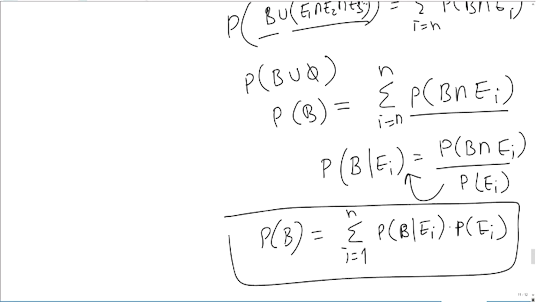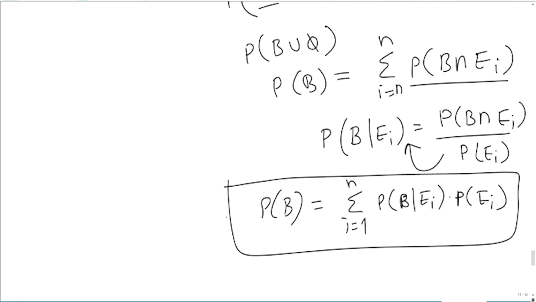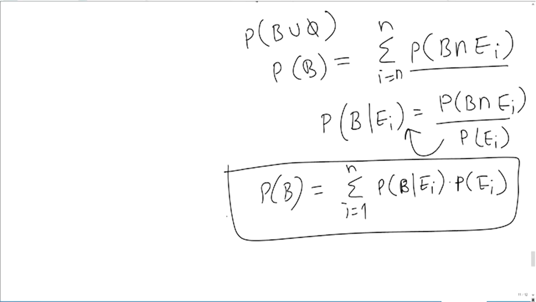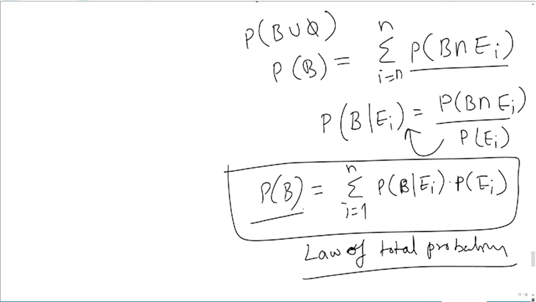Okay. So, if you have mutually exclusive and exhaustive events E1 to En, and then there is another event B, and if you want to calculate the probability of B, then it can be given by the probability of B given Ei into the probability of Ei, summed from 1 to n across all mutually exclusive and exhaustive events. This is called the law of total probability, and this is called the total probability of event B.